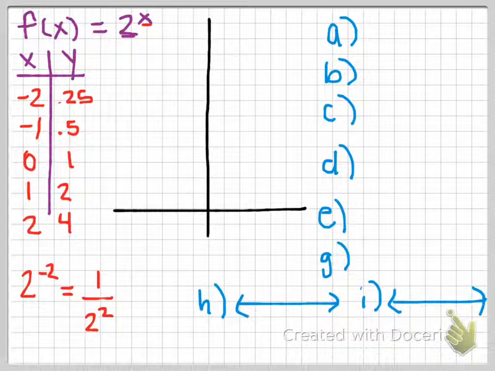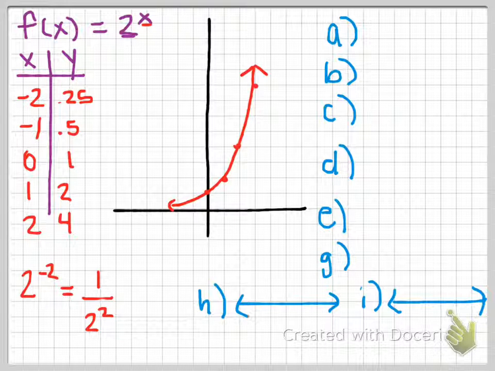So we're going to plot these coordinates down. So I have -2, 0.25; -1, 0.5; 0, 1; 1, 2; and 2, 4. And obviously if I wanted more coordinates, I could plug them in. So for example, 2 to the third power is 8. So I could plot the point 3, 8. And we're going to go ahead and connect our dots. And this side is going to keep traveling.